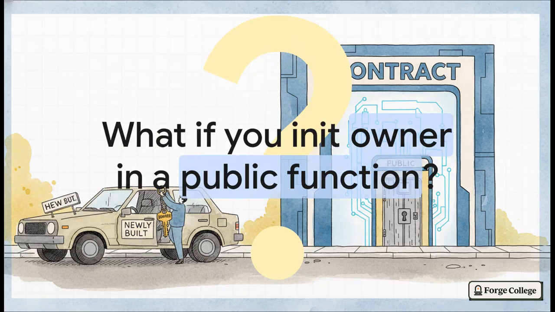So let me ask you a quick question. What happens if you accidentally initialize your contract's owner, like the person with all the admin rights, in a public function instead of the one-time constructor? Well, placing initialization logic in a public function instead of the constructor is exactly like leaving the master keys in the ignition of a newly built, totally unlocked car sitting on a public street. Literally anyone walking by can just press that public button, claim ownership, and drive off with your contract. No way you want that, right? Always, always lock your initial state in the constructor.